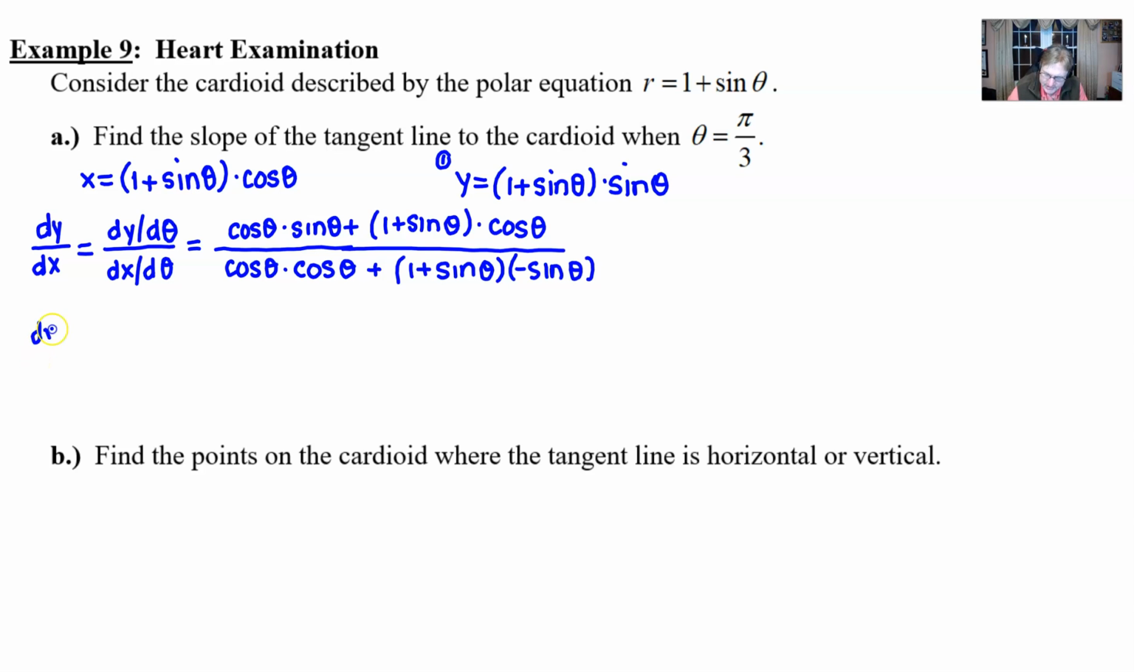Now what we're instructed to do, especially if you want to show good notation, and we all would like to show good notation, is evaluate this derivative specifically when theta is pi over 3, which is just a lot of plugging in, basically. So we're going to replace all of these theta values with pi over 3.